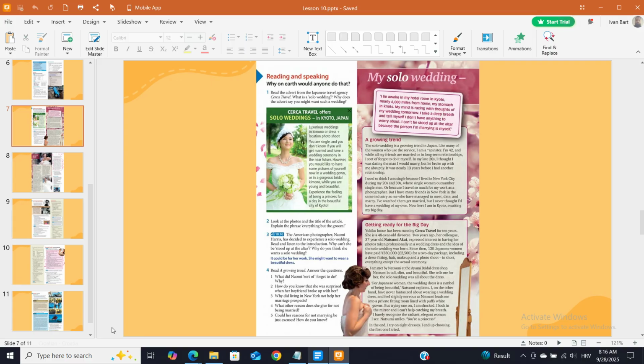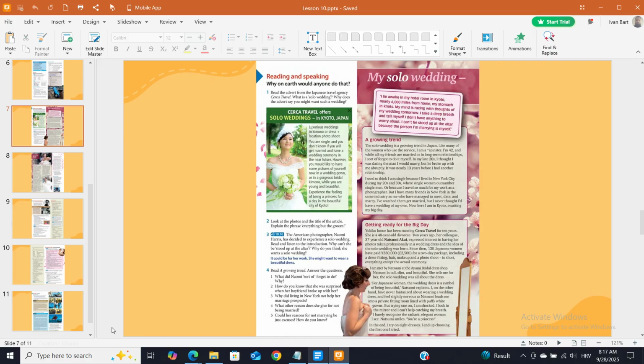I am met by Natsumi at the Ayumi bridal dress shop. Natsumi is tall, slim, and beautiful. She tells me for her, the solo wedding was all about the dress. For Japanese women, the wedding dress is a symbol of being beautiful, Natsumi explains. I, on the other hand, have never fantasized about wearing a wedding dress, and feel slightly nervous as Natsumi leads me into a private fitting room lined with puffy white gowns.